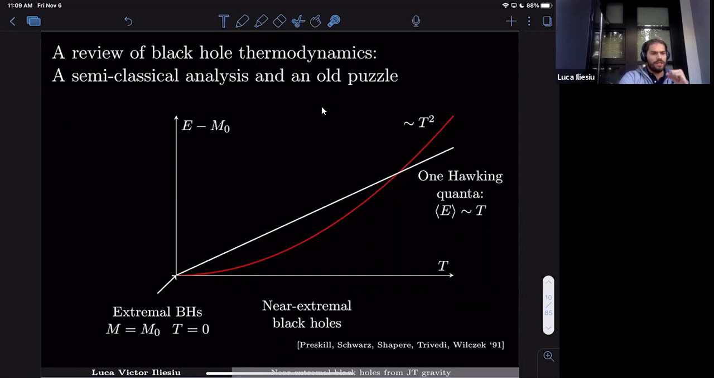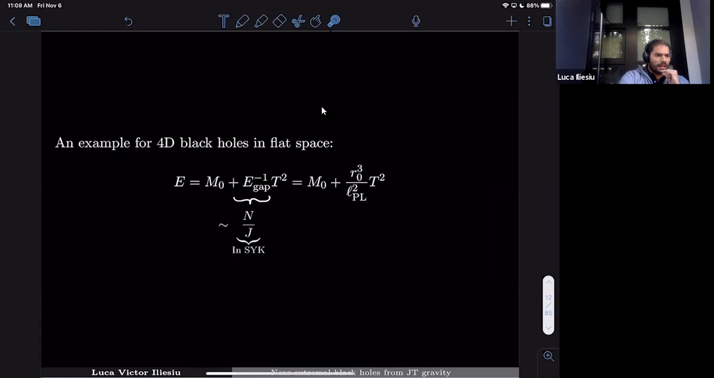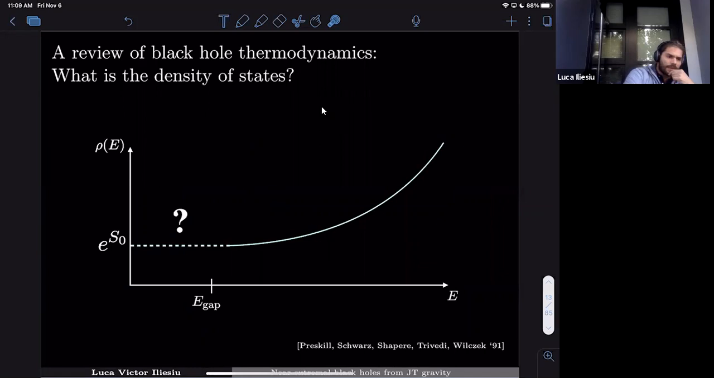And typically, what we're told to do when we see such a failure of semi-classical thermodynamics at low temperatures, we're typically instructed to look at the partition function or at the density of states of such a system. The density of states looks like this.